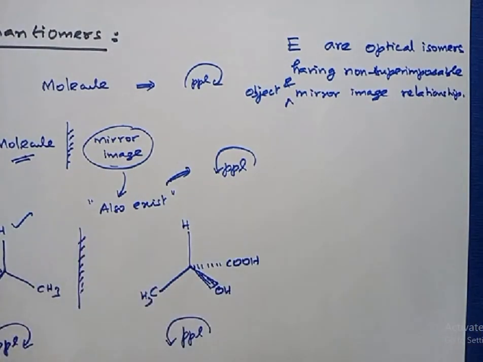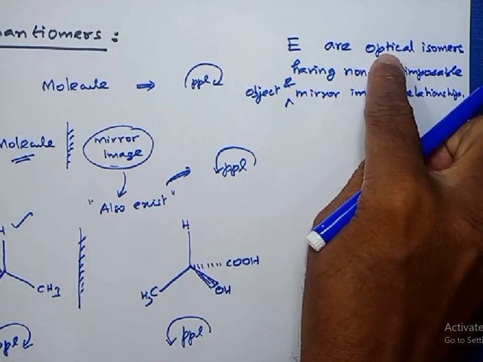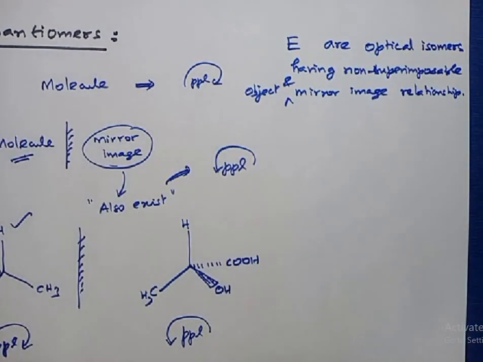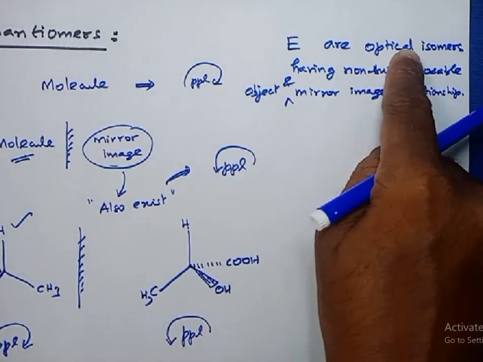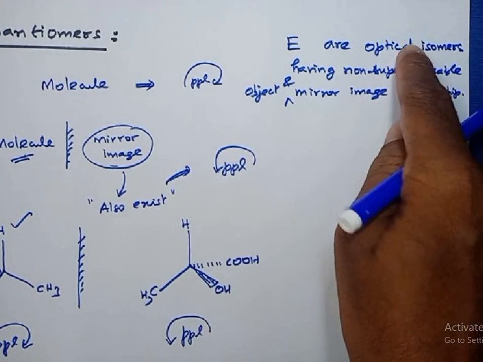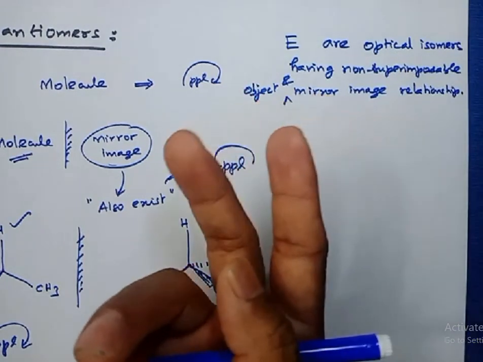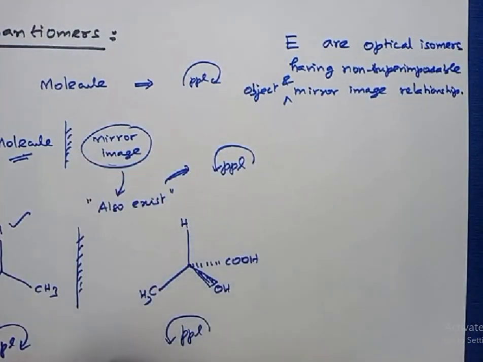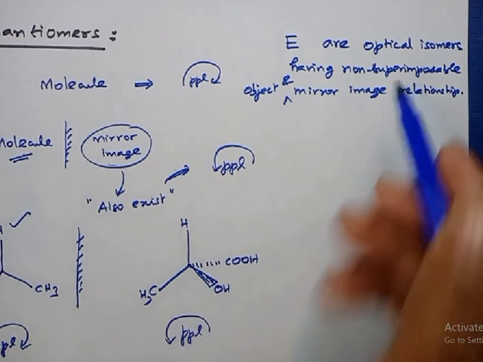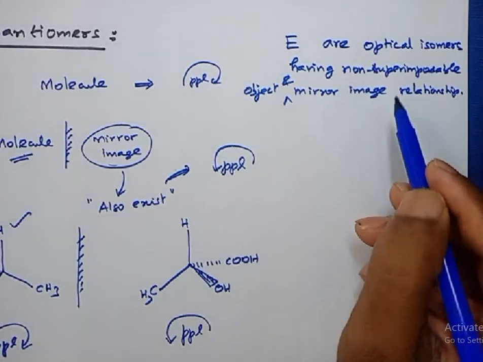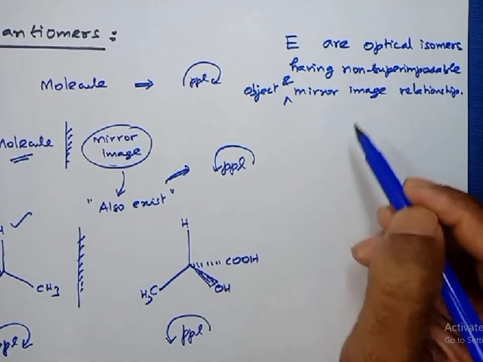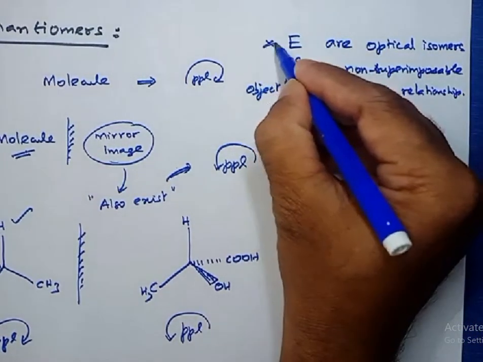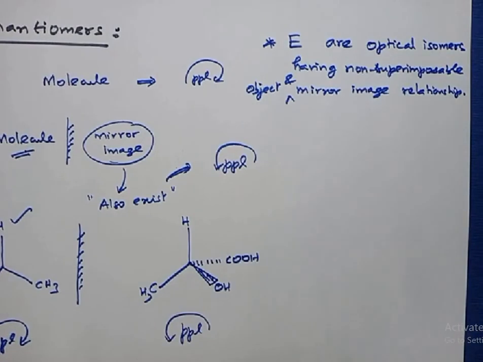One isomer is exactly the mirror image of the other isomer. I repeat, they are optical isomers. Suppose I have two isomers which are optically active. One is the mirror image of the other, but they are non-superimposable. That's the point. They have an object and mirror image relationship, but they are non-superimposable. We call those optical isomers enantiomers. So what are enantiomers? Enantiomers are optical isomers having a non-superimposable object and mirror image relationship.